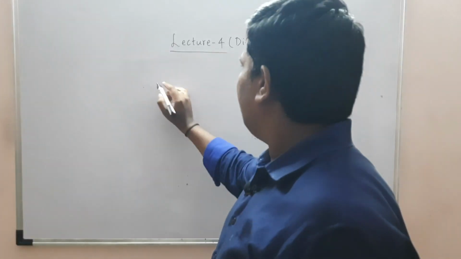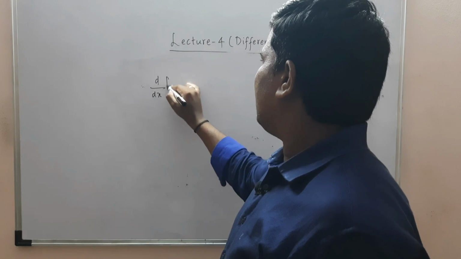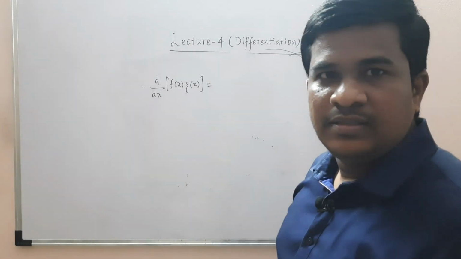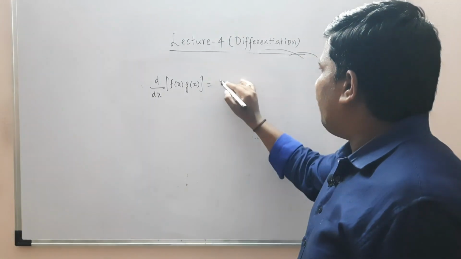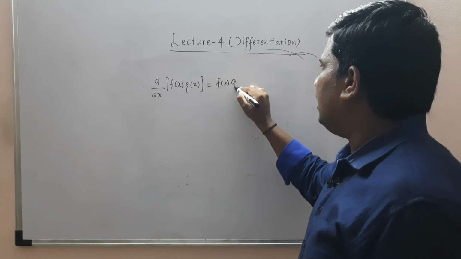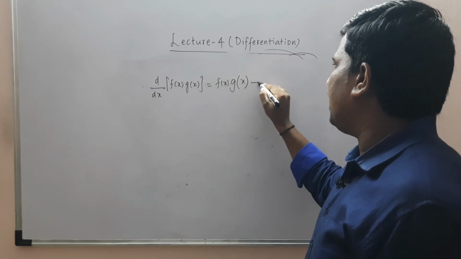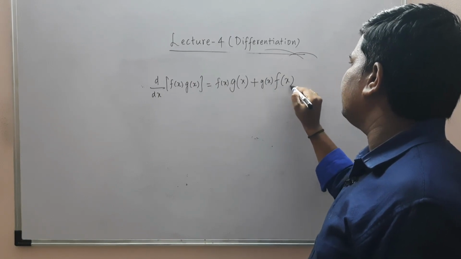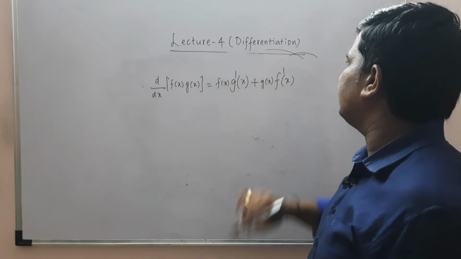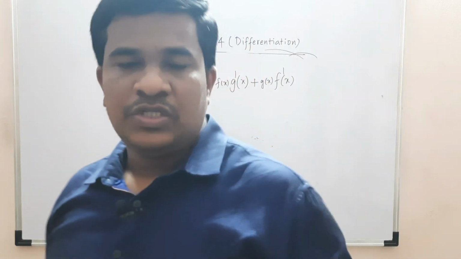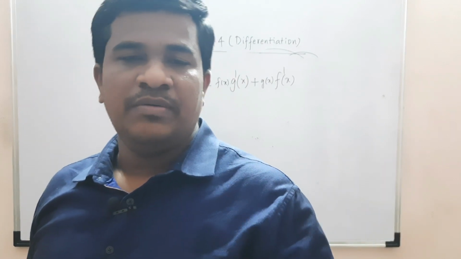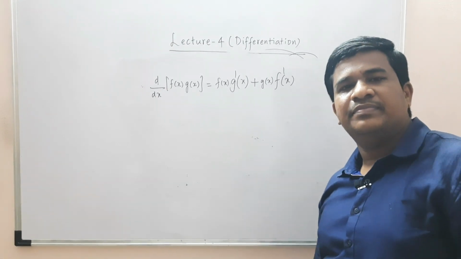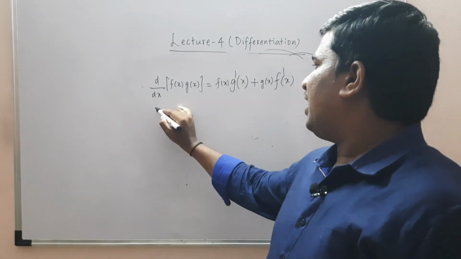Now I can conclude d by dx of f of x into g of x. How do you write the derivative? f of x into g dash of x plus g of x into f dash of x. So first function into second function derivative plus second function into first function derivative. So you can check.